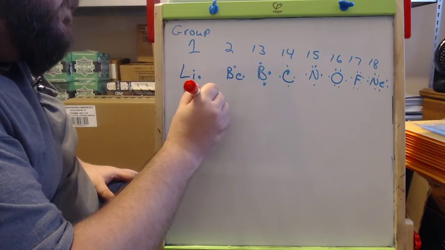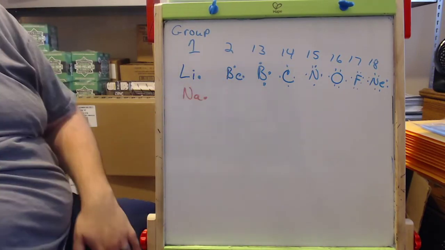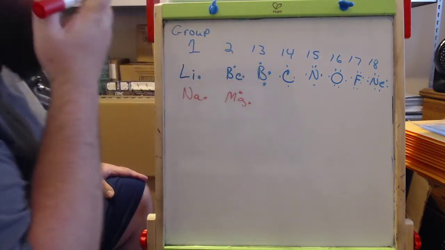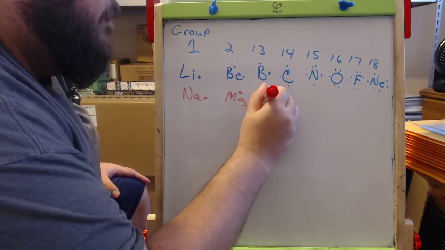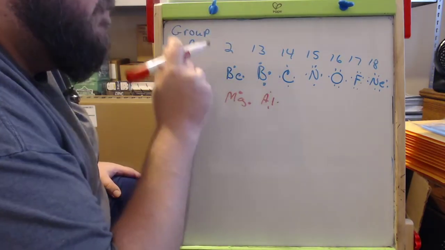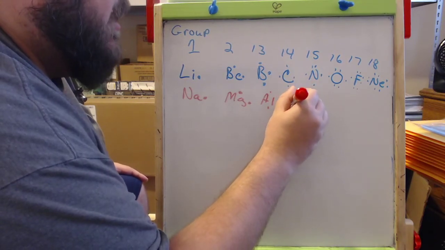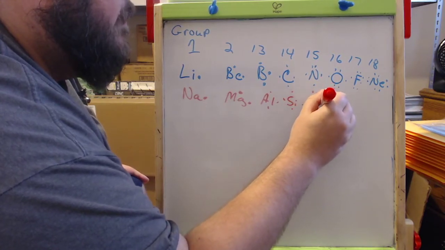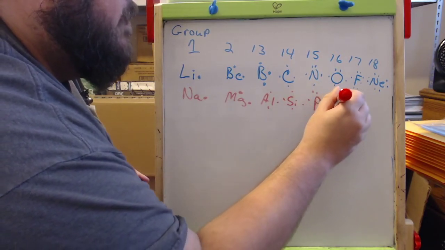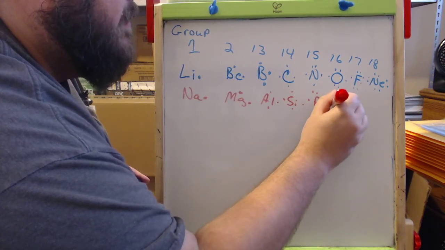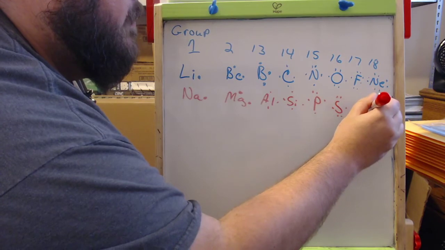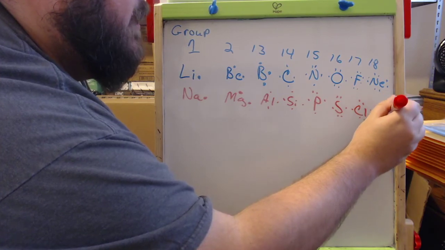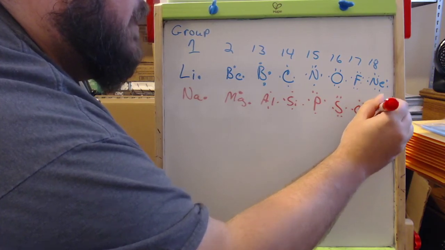Sodium is going to have 1. Underneath beryllium is your magnesium. Going to have 2 because it's in group 2. Boron, underneath it is aluminum. Go from a non-metal to a metal, or a metalloid to a metal. Silicon, 4. Phosphorus, 5. Sulfur, 6. Chlorine, 7. And argon, 8. And we would continue on.